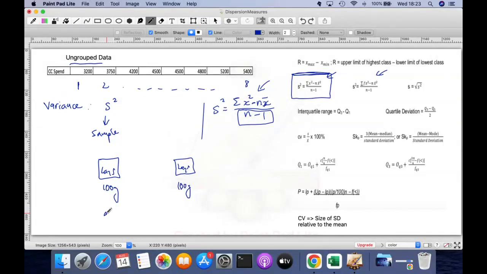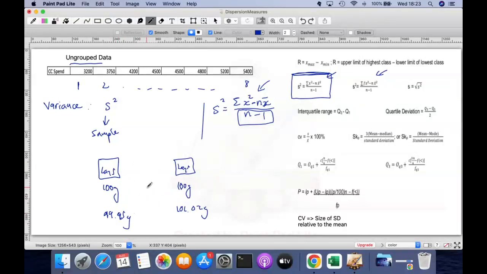Some packets maybe could be 99.995 grams. This one could be a little bit more, 100.02 grams, all right? But it's very close to 100 grams, which is why the manufacturer may be allowed to state that it's 100 grams, even though it's not exactly the same.